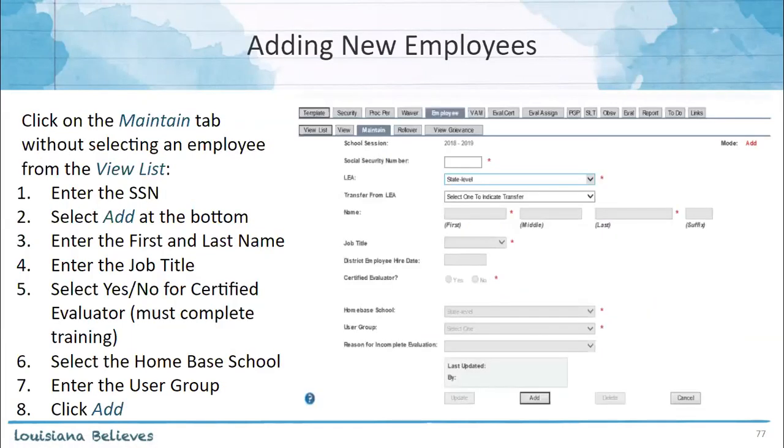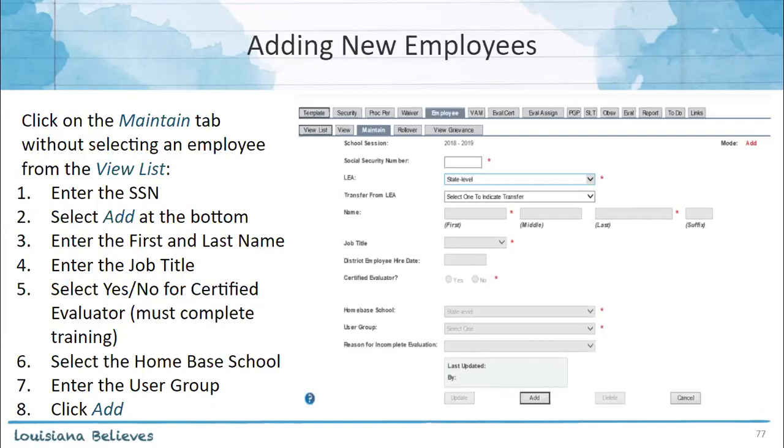All right. So when you add a new employee, you would go to the Maintain tab. You must enter something for each field that has an asterisk. So you would start with the Social Security number and the LEA. Then you'd click Add. It should auto-populate if they're in the Security tab. If they are brand new or have been deleted, you would just enter their first and last name, their job title, and the role which is appropriate to them.